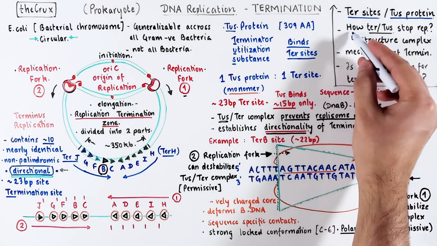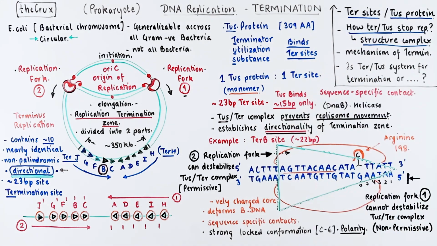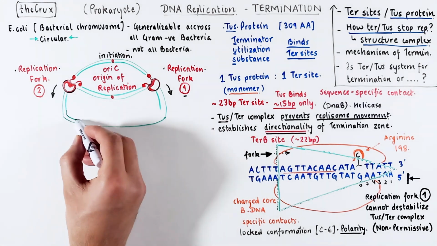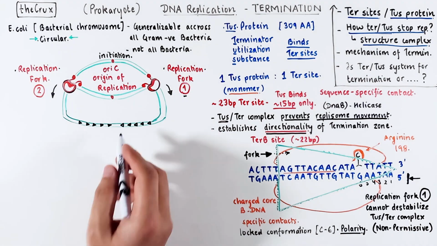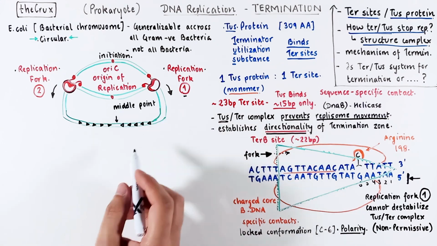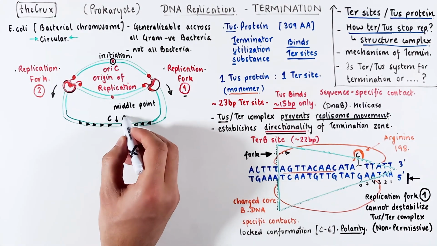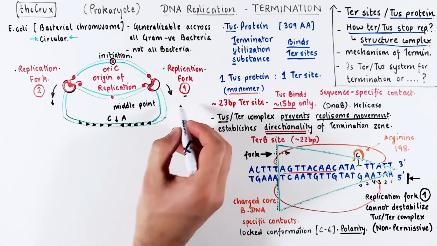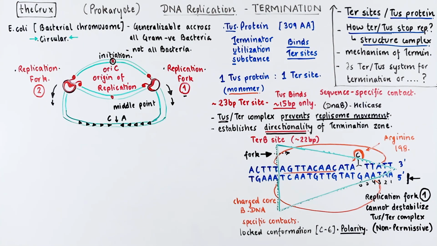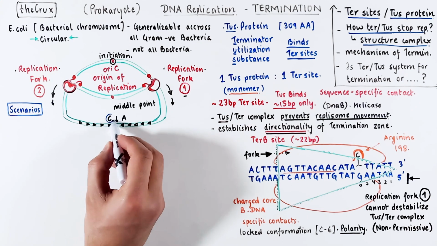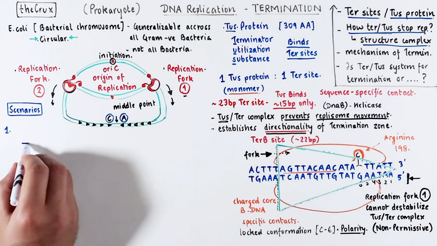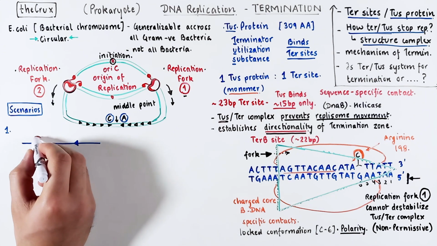Now that we have discussed how the Ter and Tus complex forms and how it functions, let's get into the termination mechanism. Let me quickly fix this chromosome first. Now, the key fact to put forth is that the middle of the termination zone happens to be in between the C and A sites. And this is also roughly exactly opposite the origin of replication, so both these points are roughly equidistant. Before we get into the mechanism, let's see what the possible scenarios in replication termination are, and I will primarily focus on termination sites C and A.